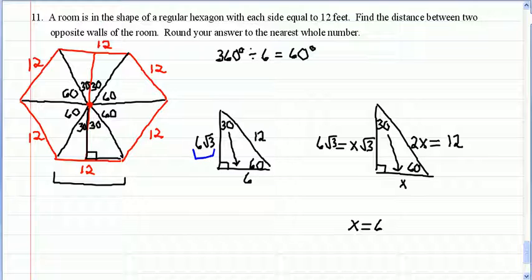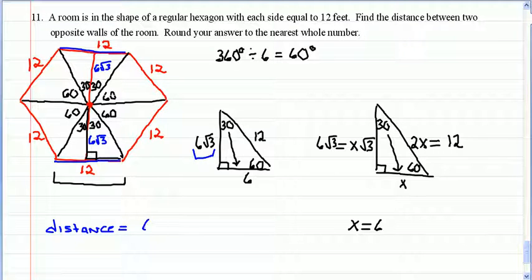So if we change colors again, 6 root 3 is this length right here, which is also this length right here. So if we're looking for the distance between two opposite walls, here's one wall and here's another wall, then the distance is equal to 6 root 3 plus 6 root 3, which is equal to 12 root 3.